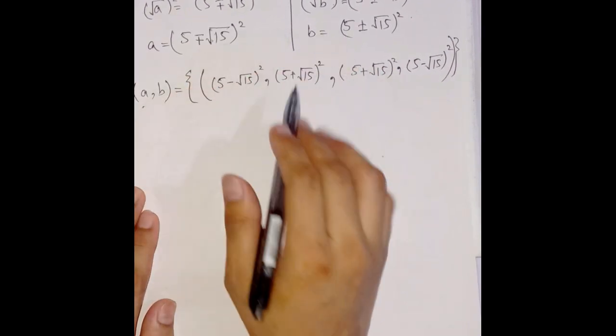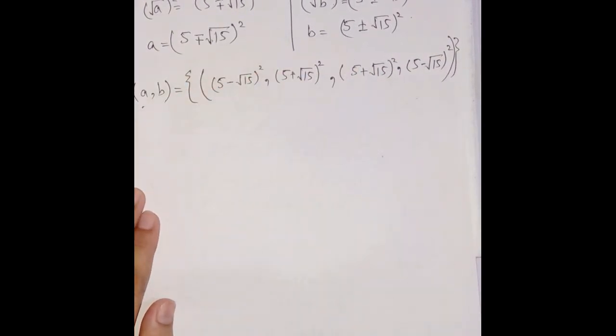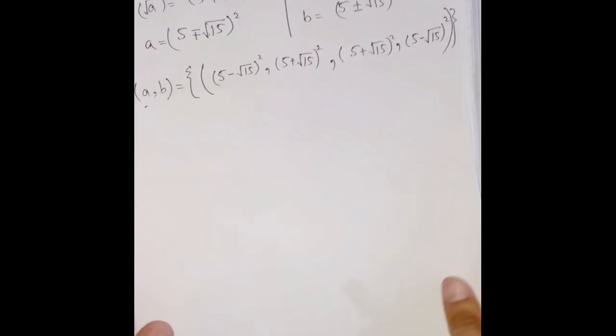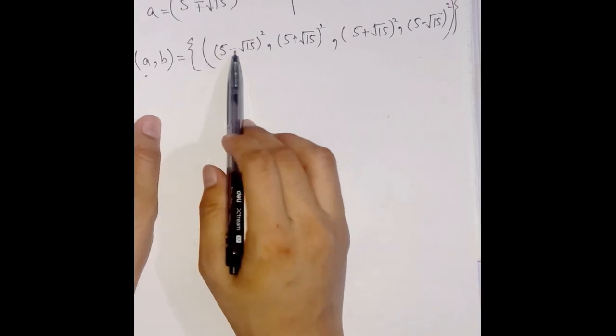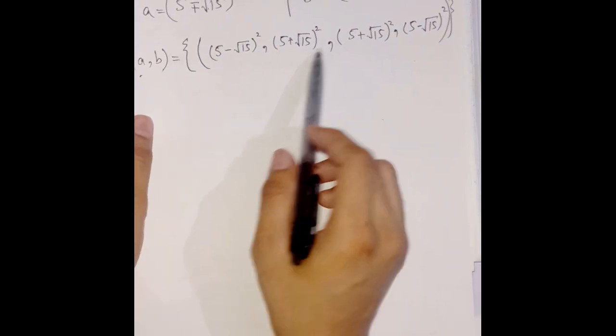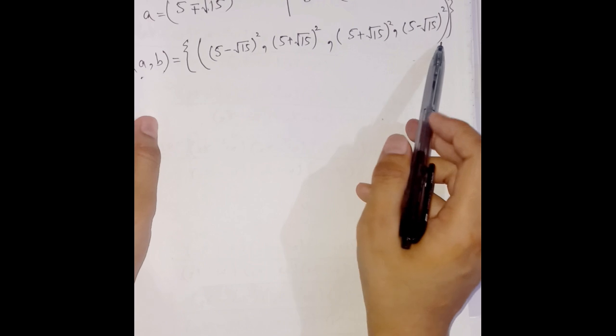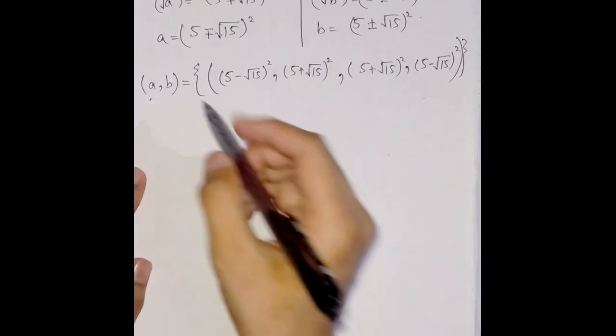I found it here. You can see we need to find a and b. So this is the answer for a and b. This is the value for a and this is the value for b. That is the final answer.